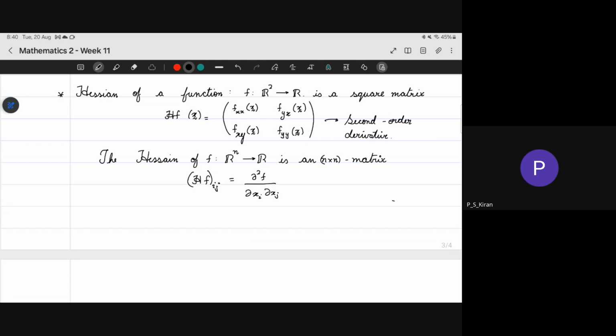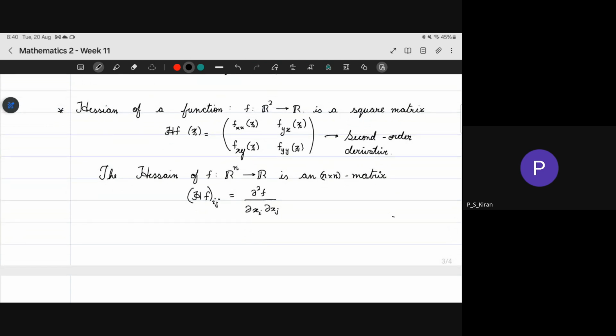In the case of multivariable functions, you have n variables, which we are calling x1, x2, and so on up to xn. I can take any variable first, take the partial derivative with respect to that, and then follow it up with the partial derivative of that partial derivative in another direction. So there are two steps. First you do j, then you do i. That gives you the ijth entry.